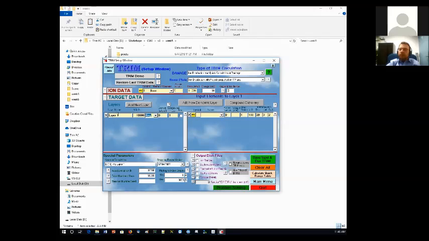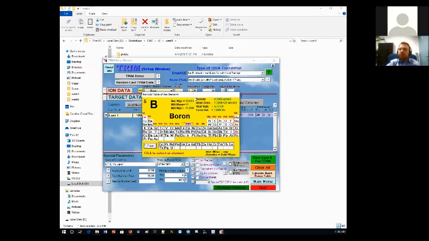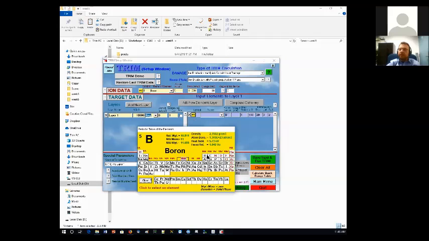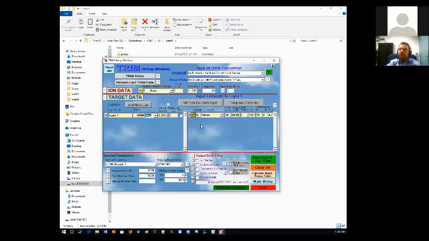We will only have one layer because we only have 15 minutes left. So one layer will be good enough, and that layer will be silicon, of course. So click that little PT thing again, and then choose silicon as your target material. And it will bring up the atomic number, the weight, and all the other things. I'm not going to go into those.